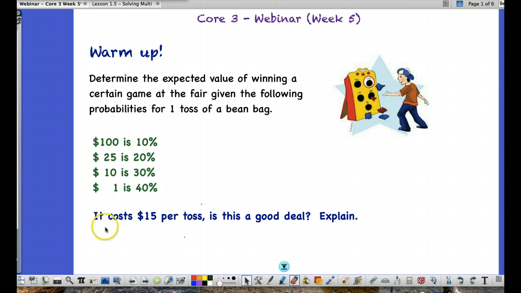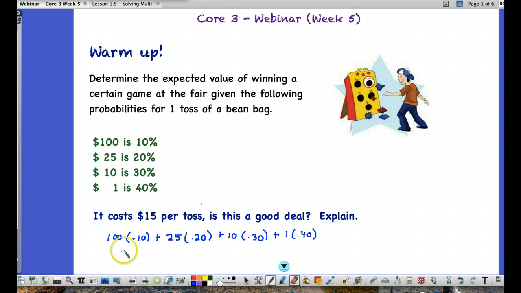So what we would do, and I'll write it out for you guys the long way first, and then we'll do some mental math here, is we would take that $100 and we would multiply it by 10%. We don't really multiply something by 10% written out like that. We always change it to the decimal. So 10% is 0.10. And then we would add that to our $25. And the percent or probability of winning $25 is 20% or 0.20. Okay, and then we would add that to the probability of winning the $10, which is 0.30, plus the probability of winning $1, which is 0.40.